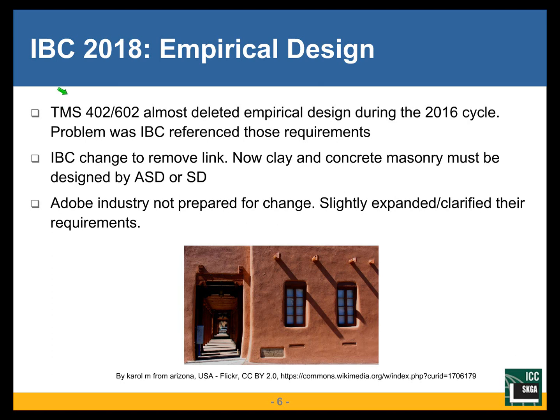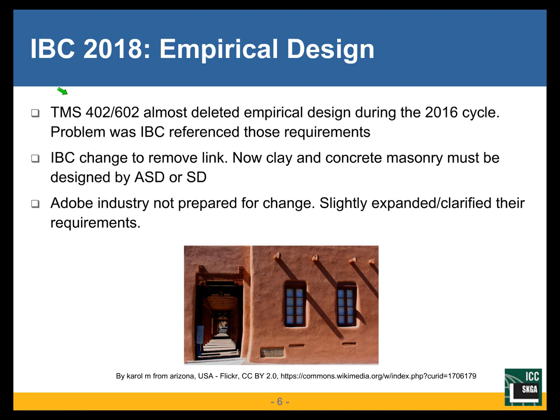TMS 402, 602 had empirical design of masonry. Of course, historically, you go way back, that's how masonry was designed with h/t ratios, etc. We had moved several cycles ago the empirical provisions to an appendix. There were a lot of restrictions on where empirical design could be used. For example, it only could be used in Seismic Design Category A, and there are other restrictions based on wind.